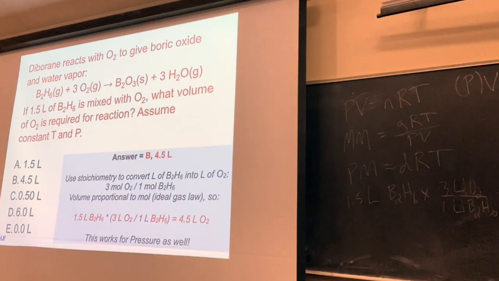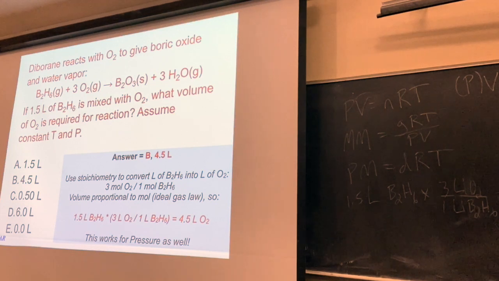So this 4.5 moles that you need from 1.5 moles also works for volume. You can usually use 3 liters of O2 per 1 liter of B2H6 to get 4.5 liters of O2. This little trick works for volume and pressure relative to moles, if the other part is constant. So in this case the pressure was constant and we're changing the volume, this is a cool relationship to use.